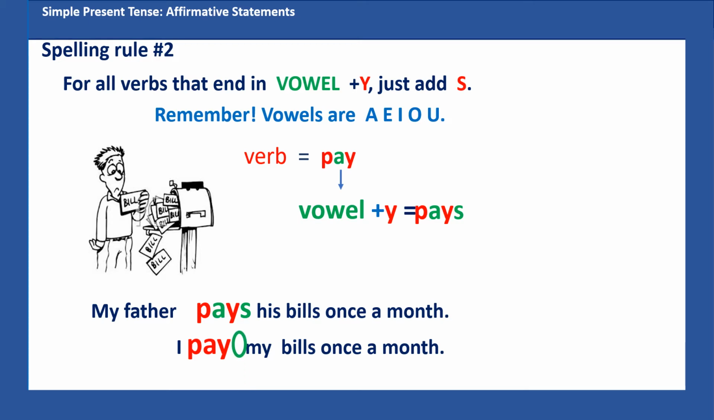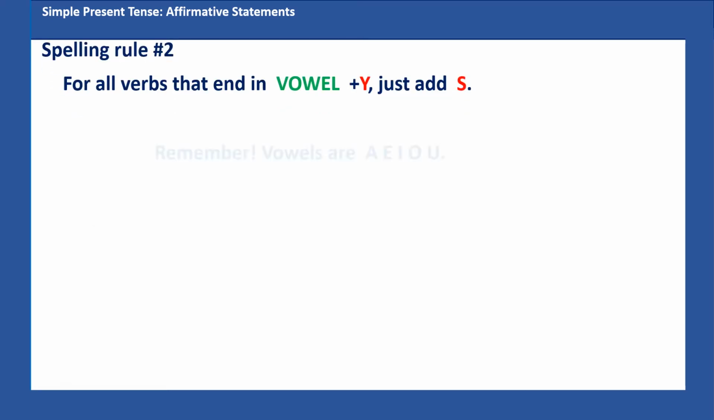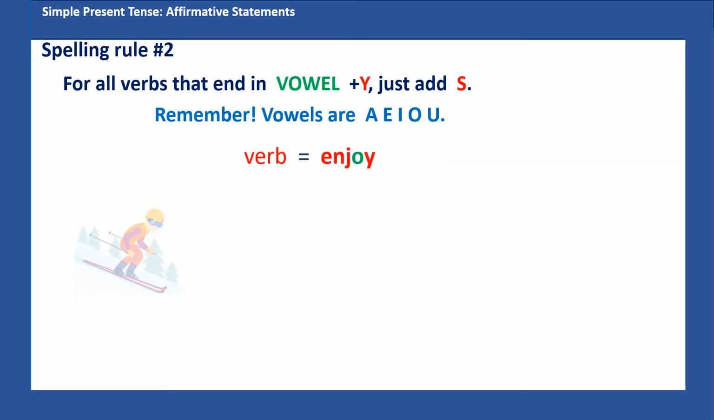Do I have an S? No S. Why? Because the subject is I. And with I, you don't have an S. So I pay my bills once a month. You pay. He pays. She pays. We pay. You pay. And they pay.